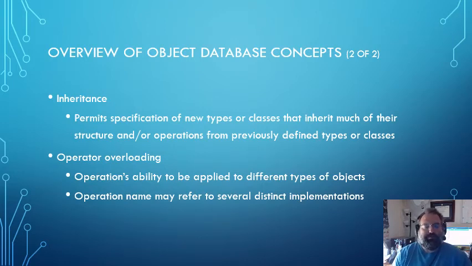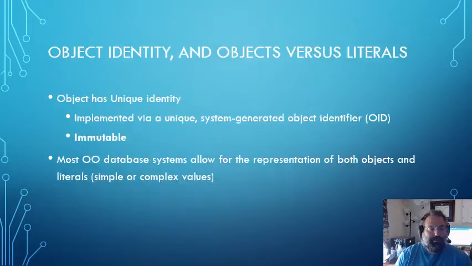Operator overloading is the concept of having one operator that can be applied to different types of objects. An operation name may refer to several distinct implementations. An object has a unique identity implemented via a unique system-generated object identifier, so an OID. And generally speaking, objects are immutable, at least the unique identifier is. Most object-oriented database systems allow for the representation of both objects and literals, simple or complex values.